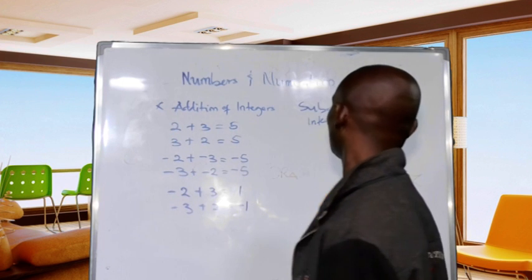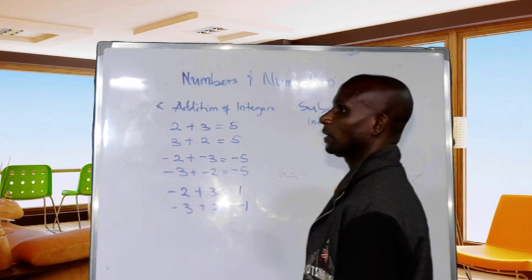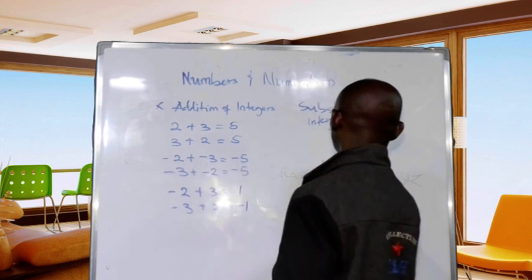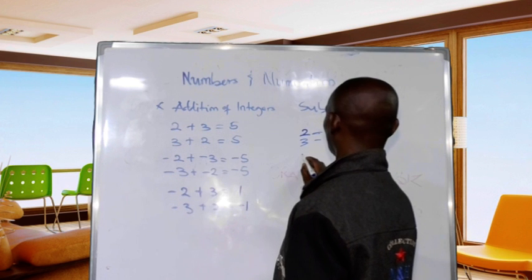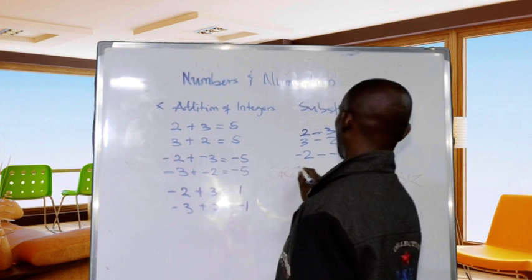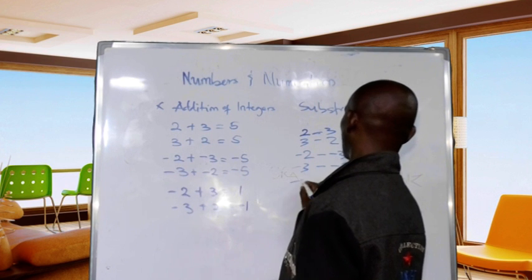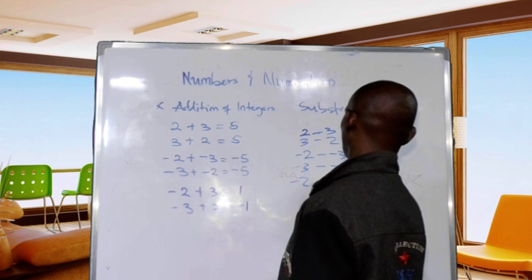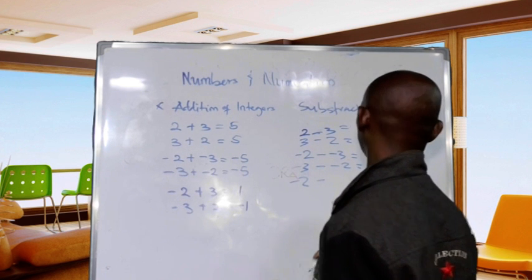Let's do the same using a big positive, a small positive, a big negative, and a small negative. Now let's start. 2 minus 3, 3 minus 2. Now let's say minus 2 minus minus 3, minus 3 minus minus 2, and we have minus 2 minus 3. Okay, minus 2 minus 3.